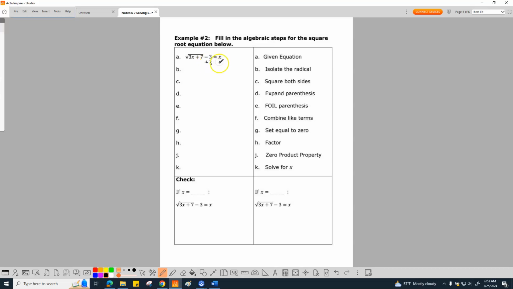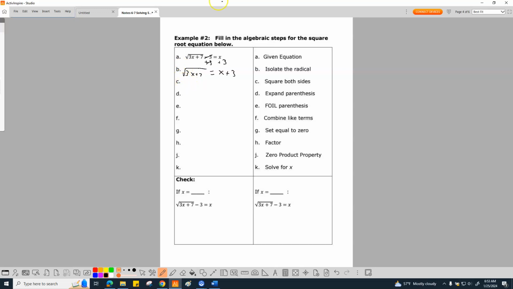Okay, I'll just do it. Adding 3 to both sides. All right. Square root of 3x plus 7. I moved that 3 over, so those 3s cancel out, and I have x plus 3. X plus 3. All right. Square both sides. Got it.